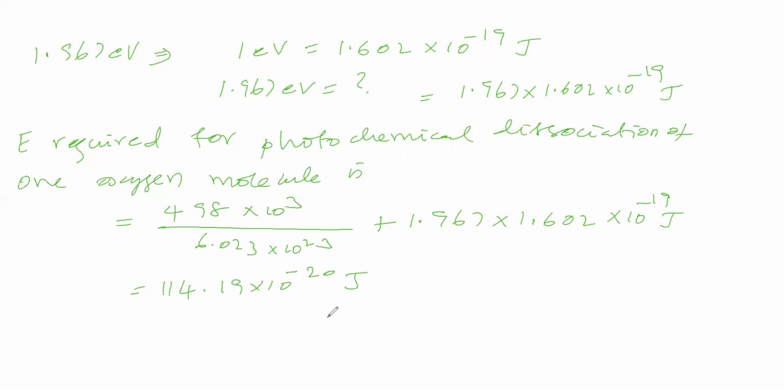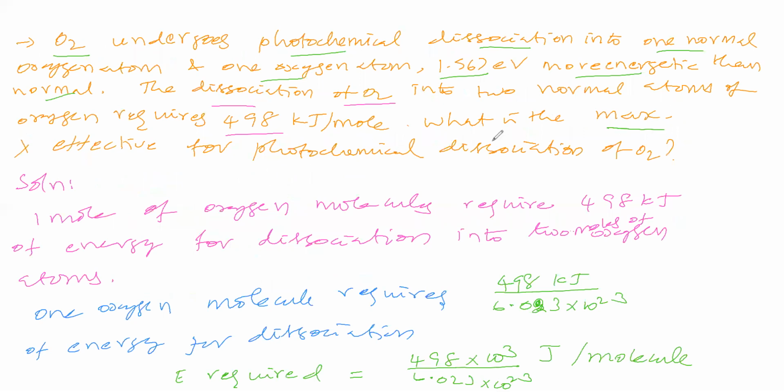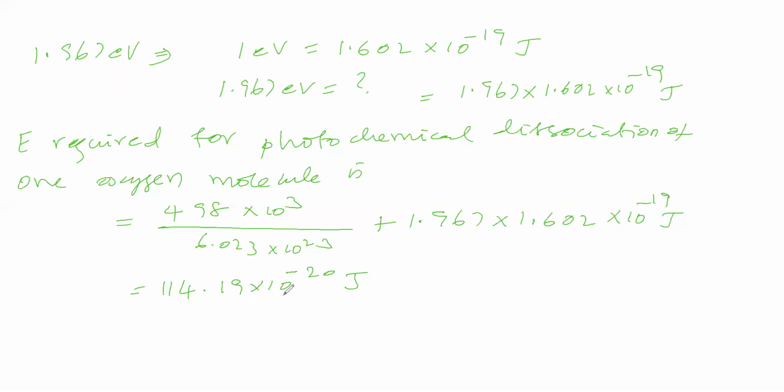Next, what are they asking us to find? They are asking for the maximum wavelength effective for photochemical dissociation. Maximum wavelength means minimum energy. This is the minimum energy required for dissociation. Therefore, E is equal to hc by lambda. We will take this minimum energy required for dissociation and substitute the value of h, which is called Planck's constant.